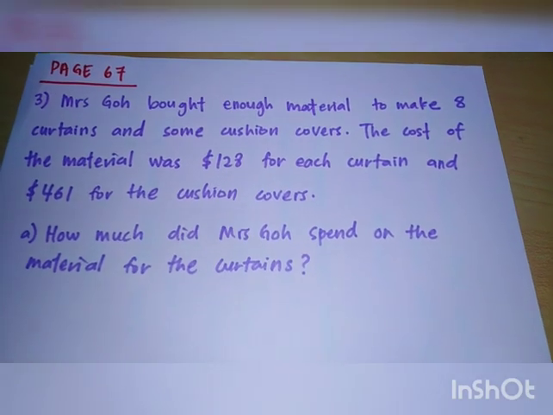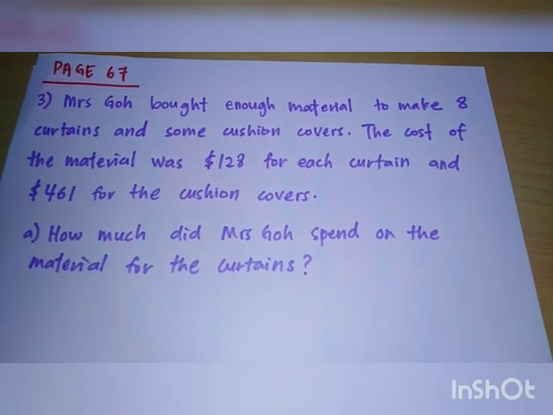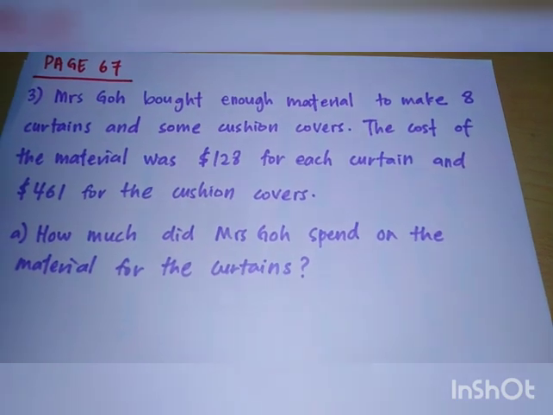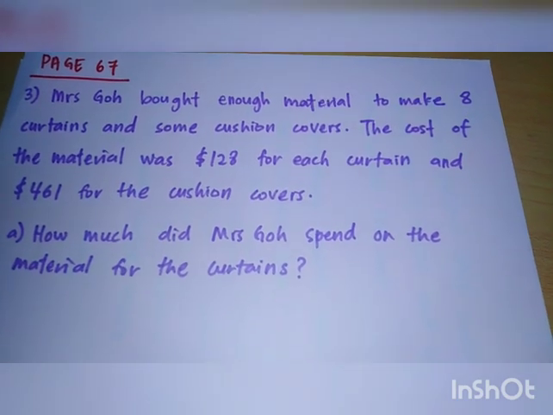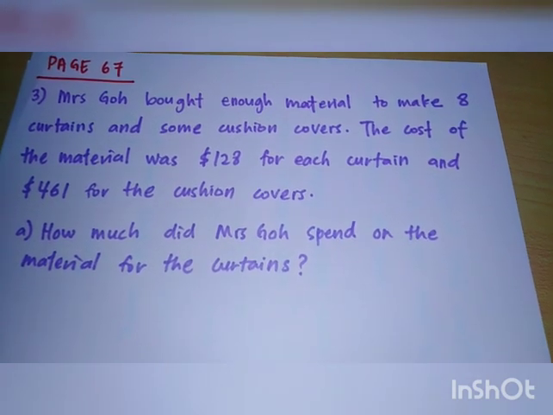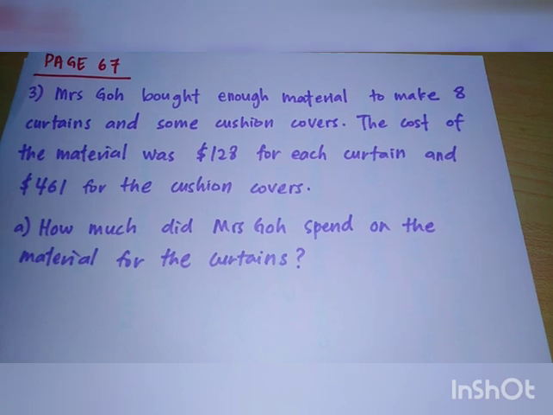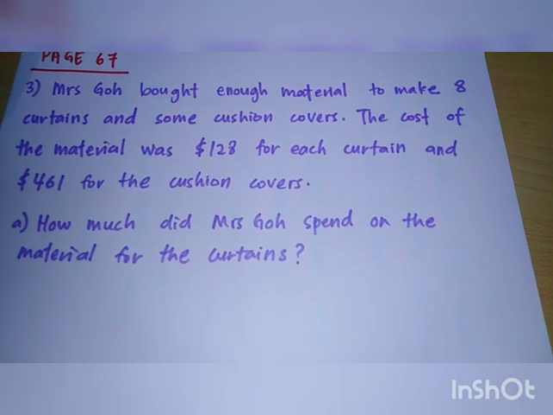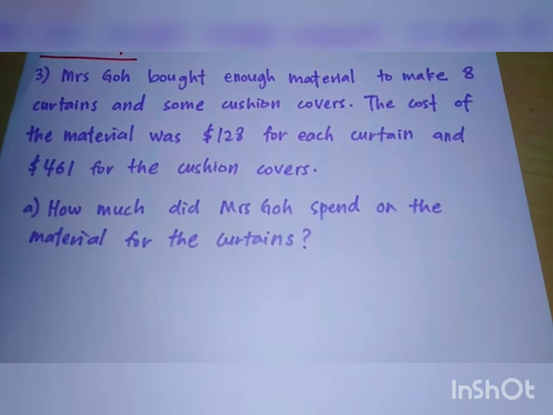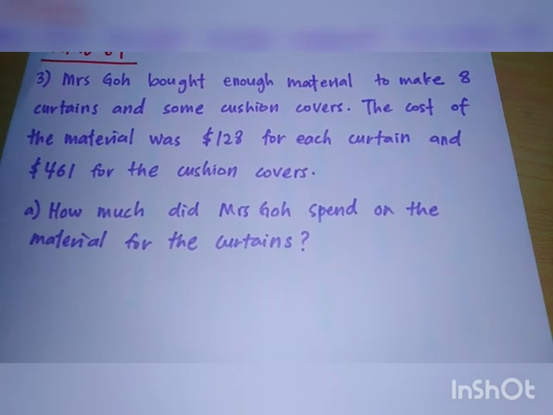Alright, okay guys, so let's continue to page 67. Let's read the question together. Mrs. Go bought enough materials to make 8 curtains and some cushion covers. The cost of the material was $128 for each curtain and $461 for the cushion covers.